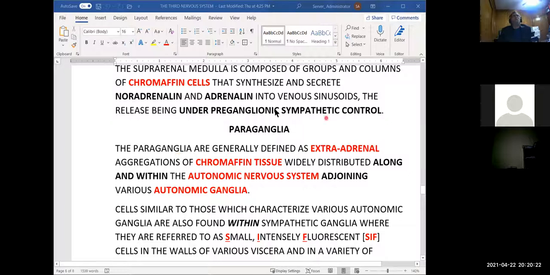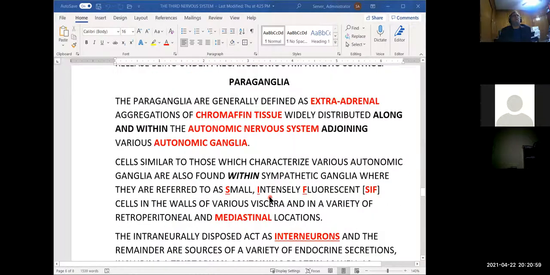Now, paraganglia. How many of you have heard of paraganglia before? Let's see that over in the discussion box. No, no, yes, maybe. Okay, Robin. Okay, yes, we have a couple of yeses. There we go. The paraganglia are generally defined as extra-adrenal aggregations of chromaffin tissue widely distributed along and within the autonomic nervous system, adjoining various autonomic ganglia.